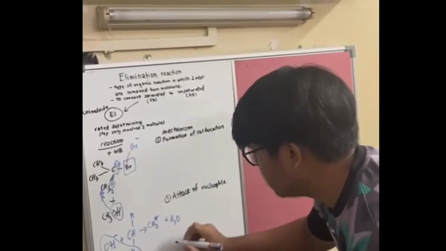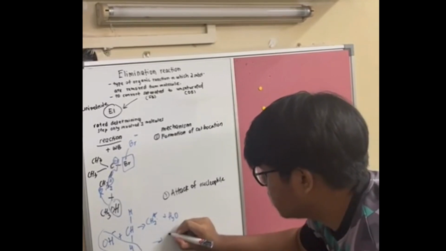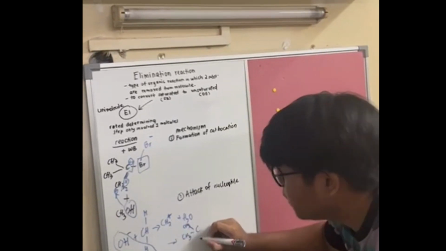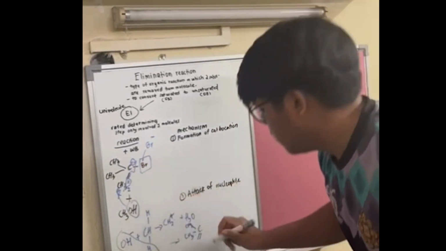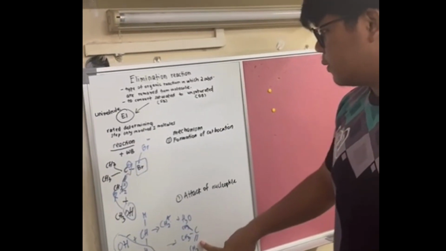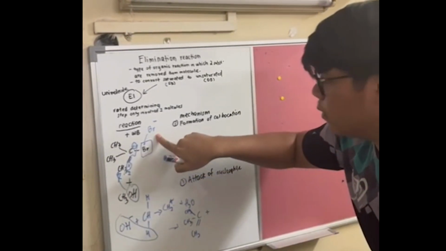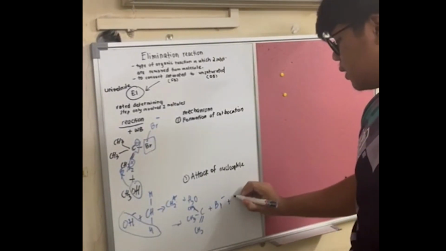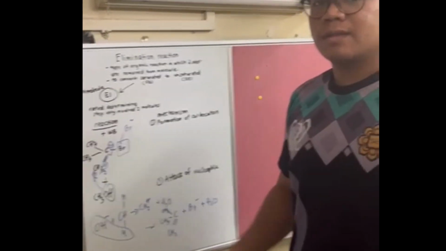So I will write the full reaction, which is we will get our CH3, and this will be a double bond because this electron and this electron react, CH2. Now we have our unsaturated structure. Then we have our bromide ion, and finally our H2O from the reaction between OH and our beta carbon.